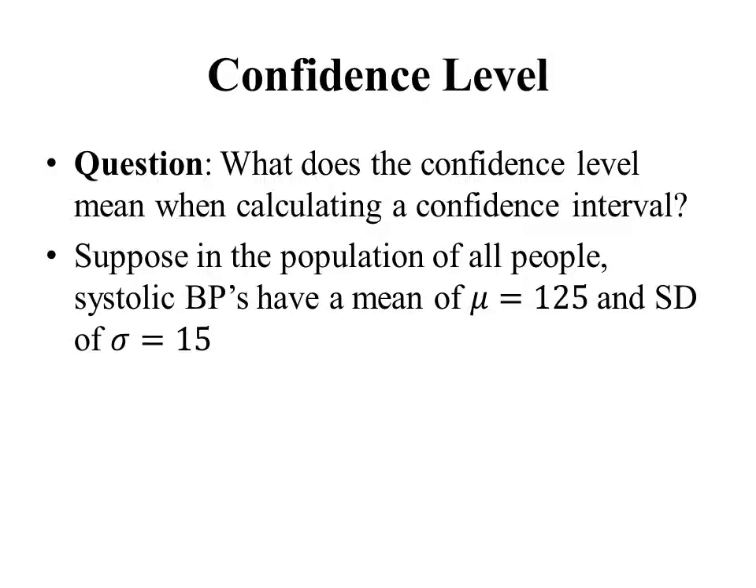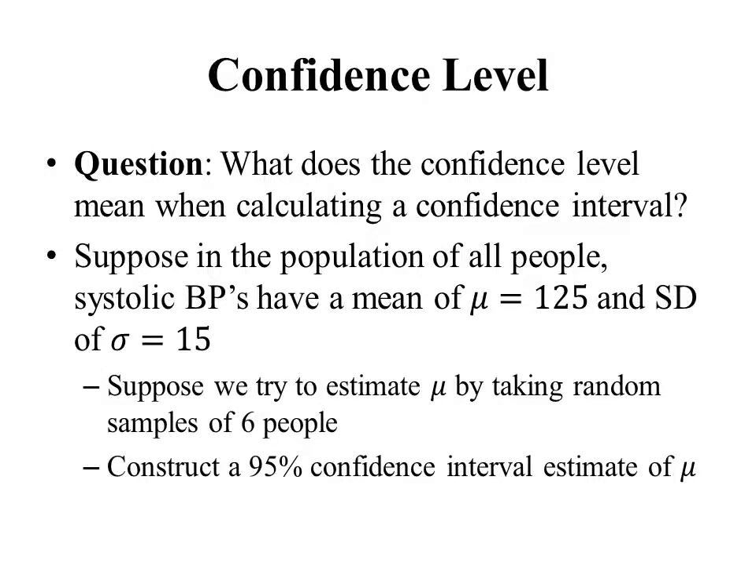Suppose that in a population of all people, systolic blood pressures have a mean of 125 and a standard deviation of 15. Okay? Now, this is going to be a hypothetical situation, so exactly how we know that mu equals 125 isn't at all relevant. This is a purely hypothetical situation, but we're going to use it to illustrate what a confidence level means.